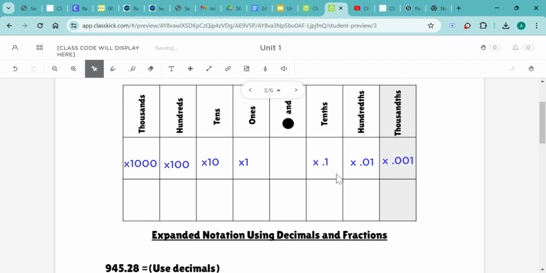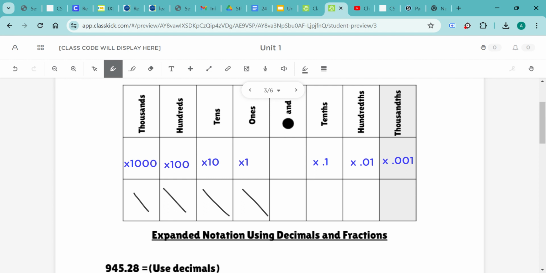Now, sometimes we're going to write our expanded notation with decimals. Sometimes, though, we're going to write it with fractions as well, so you just have to be ready to see both of those. I'm not going to rewrite the thousands, hundreds, tens, or ones because those stay the same. If your number is in fraction form or decimal form, it doesn't matter. You're still multiplying times 1,000, 100, 10, and 1.